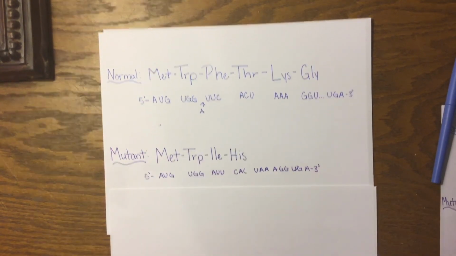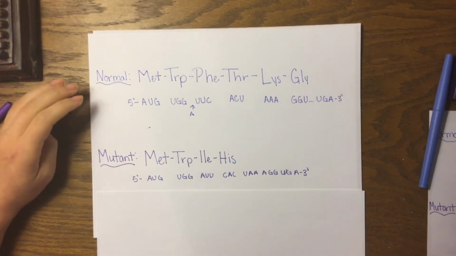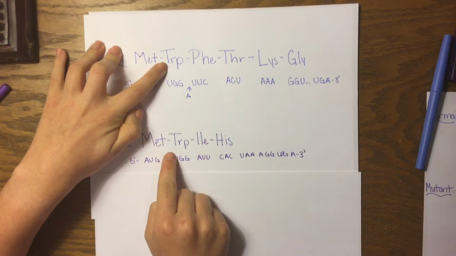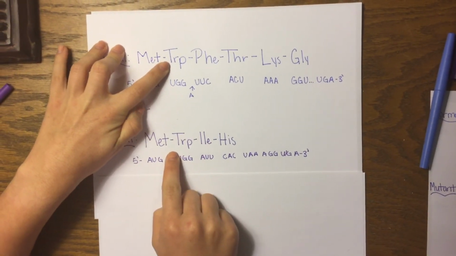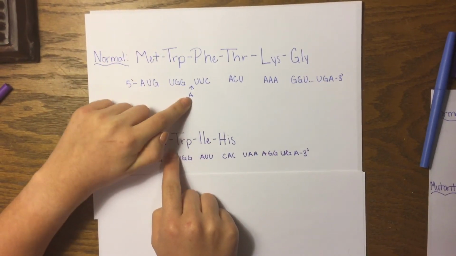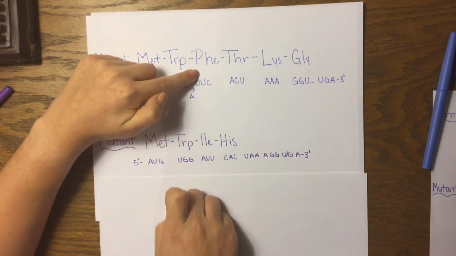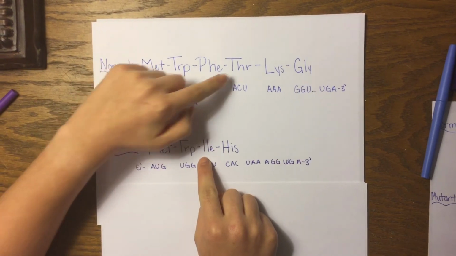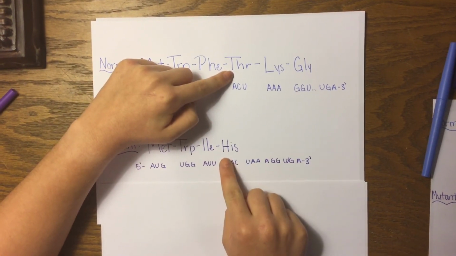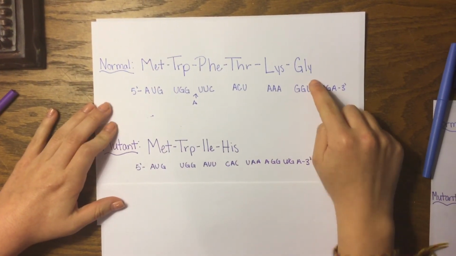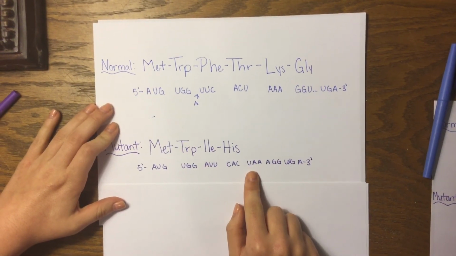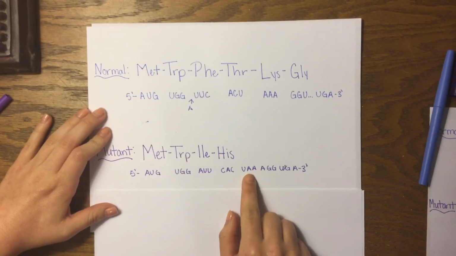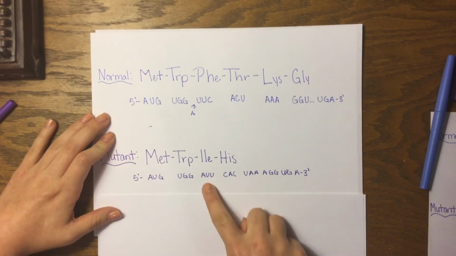So it starts off looking pretty similar. We have both methionine and tryptophan in both, but then it starts to change once you go to where we've added the A. So instead of having phenylalanine here, we have isoleucine in the new sequence. Then instead of threonine, we have histidine. And instead of continuing on to lysine and glycine, we have a stop codon, UAA. So this is what creates the truncated nonfunctional mutant protein. The new stop codon stops transcription and the sequence becomes shorter.